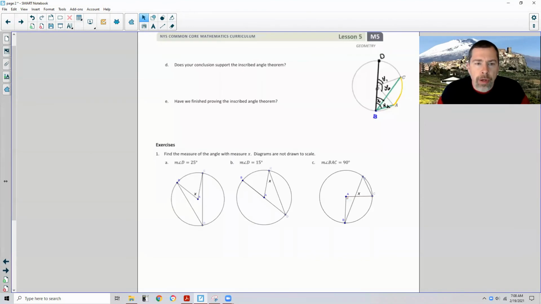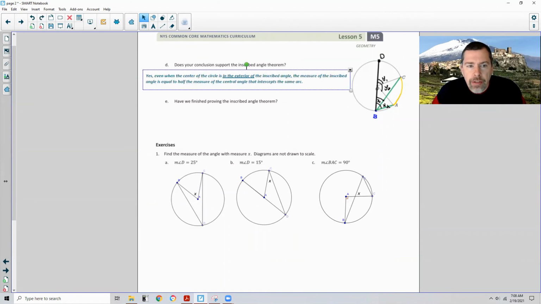Okay, page 4, part D. Does your conclusion support the inscribed angle theorem? And the answer to that is yes. Even when the center of the circle is in the exterior, so the center is not in this green angle of the inscribed angle, the measure of the inscribed angle is equal to half the measure of the central angle that intercepts the same arc.